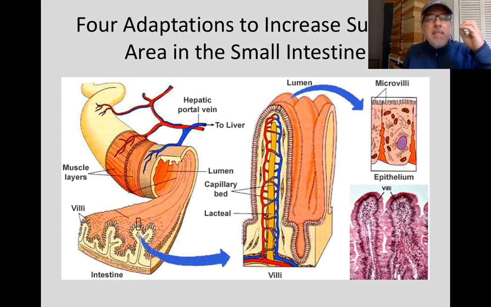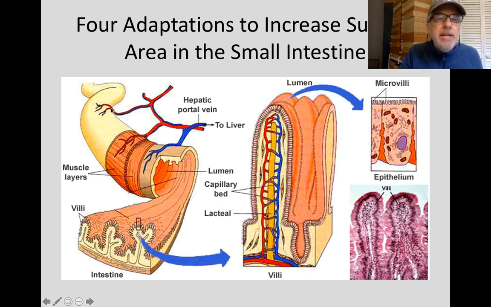Now, we said that the two functions of the small intestine were chemical digestion, which we've now covered, as well as absorption of the building block molecules. And in order to absorb these molecules, the small intestine needs as much surface area as possible. And there are 4 adaptations of the small intestine to increase the surface area so that as much absorption as possible can happen. Let's talk about them.